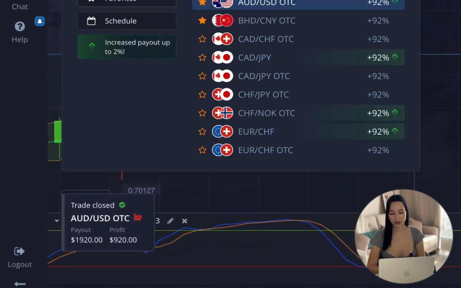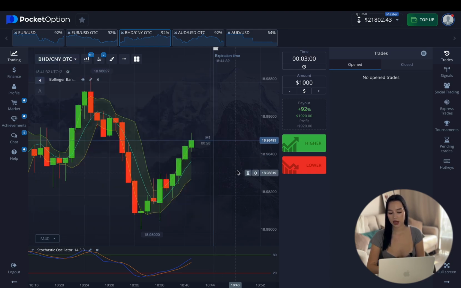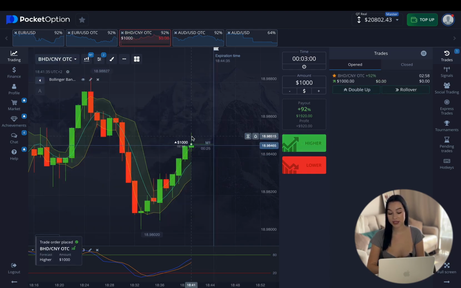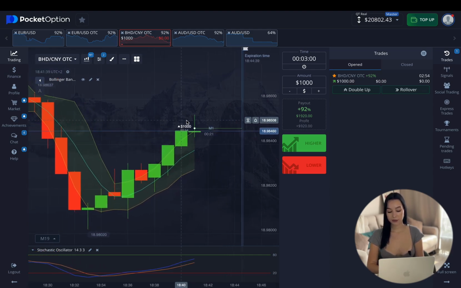So yeah, guys, we closed our trade and let's find another chart to open our trade. And here is a good moment, and I opened the trade for $1,000 up for 3 minutes as well.